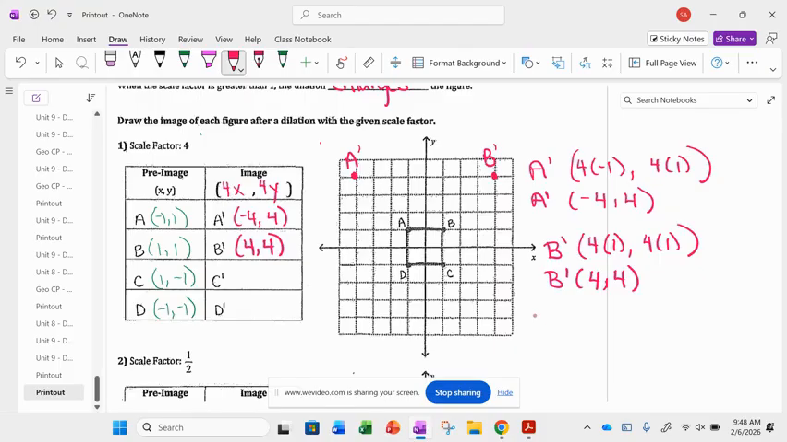Can somebody tell me what we will get for C prime? Good, (4, -4). So we're going 4 to the right and then down 4. Can somebody tell me what we get for D prime? Jack? You got it, (-4, -4).